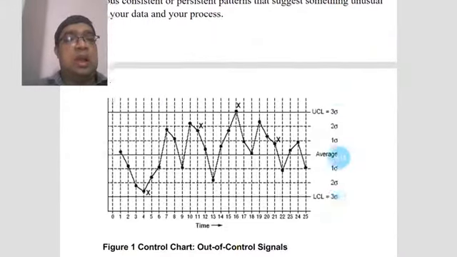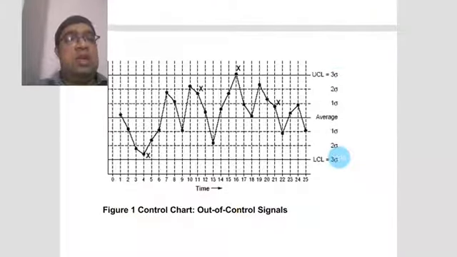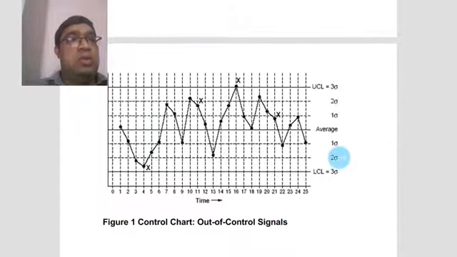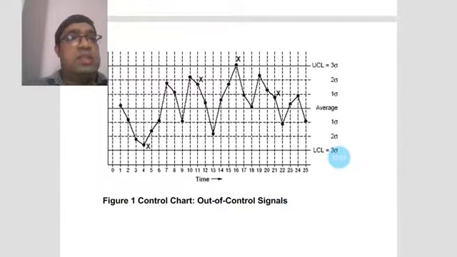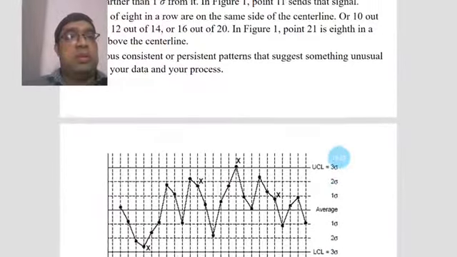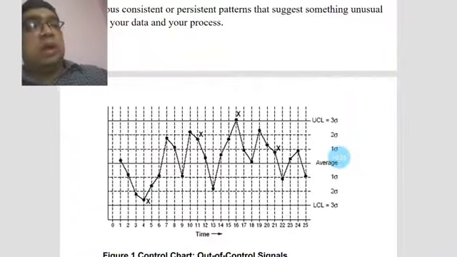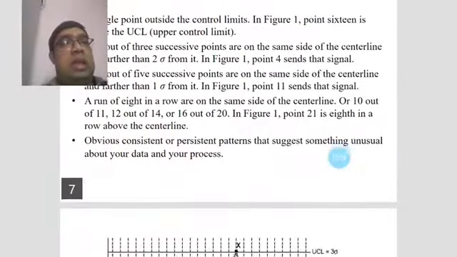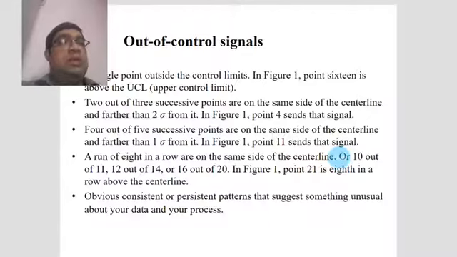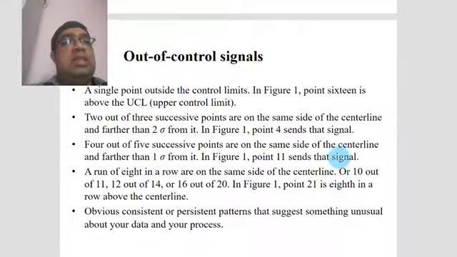Just like that, this is the figure on the control chart with the single point, and you have to concentrate on point 16 above the upper limit. You can see that this is given here as x, and in the figure point 16 is above the upper control limit.